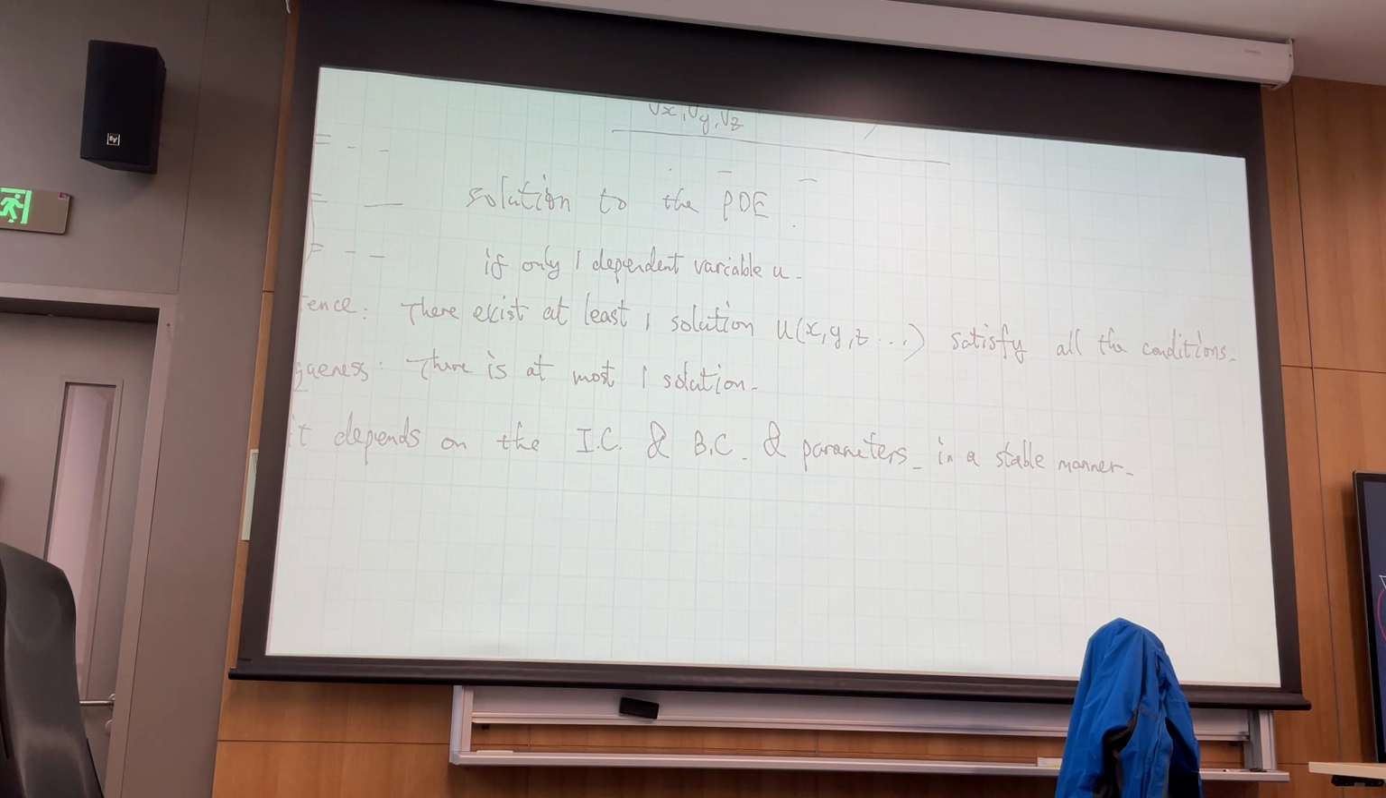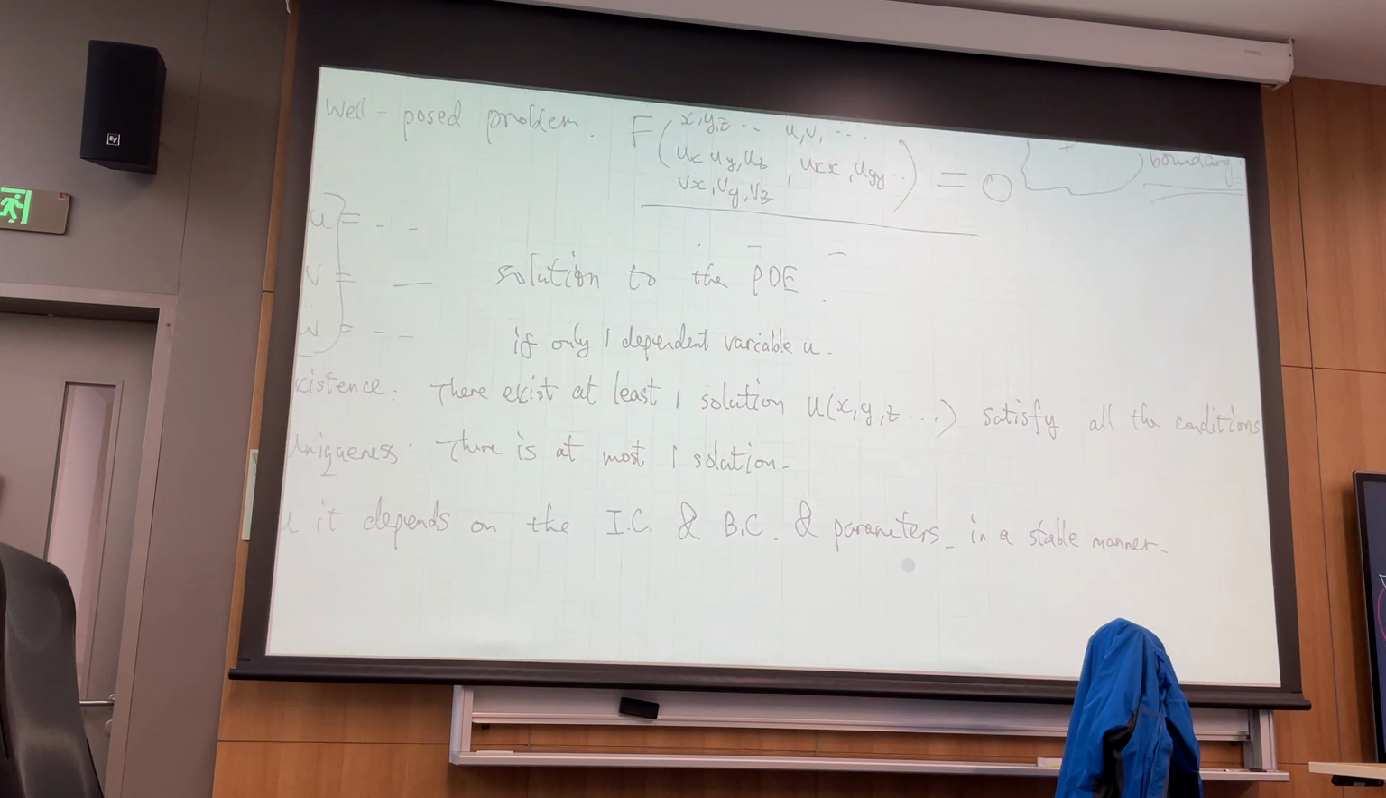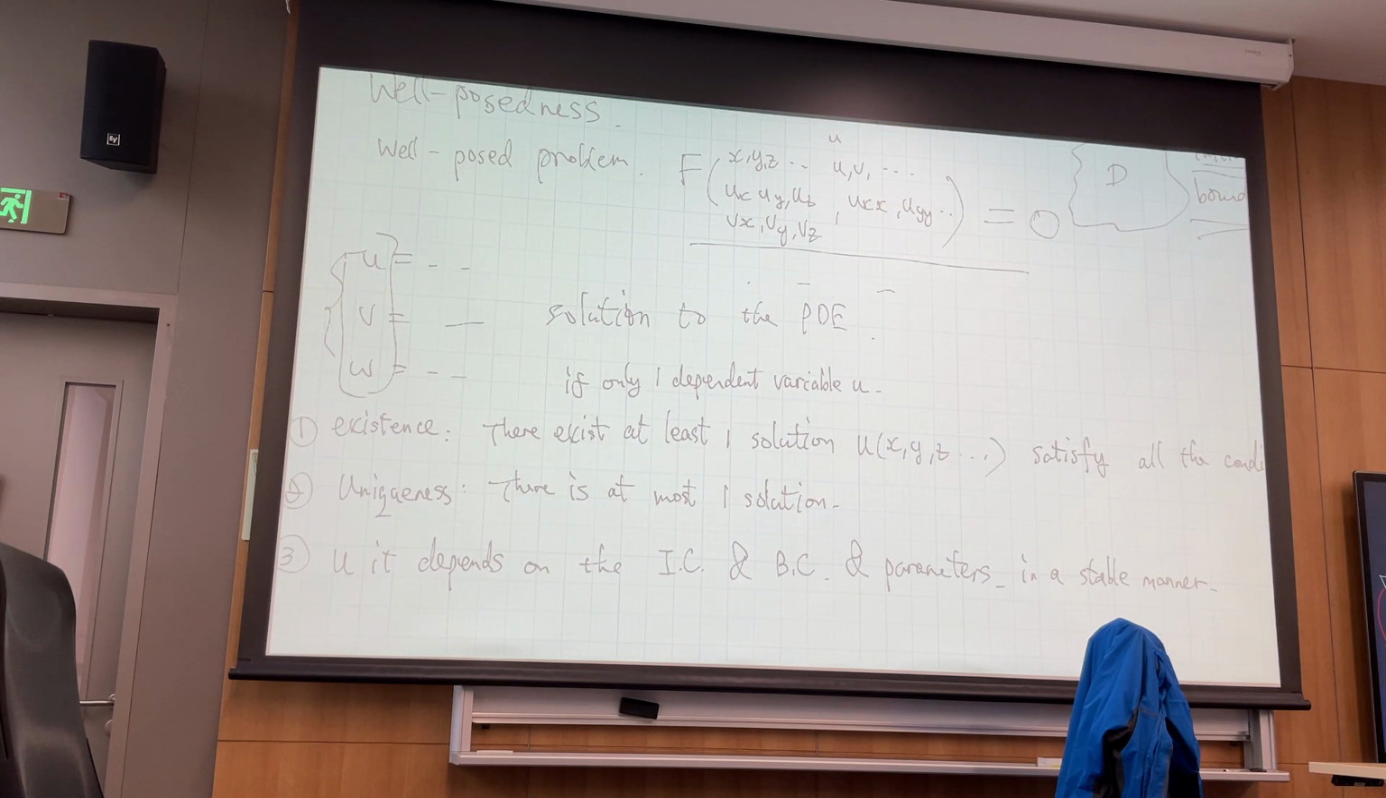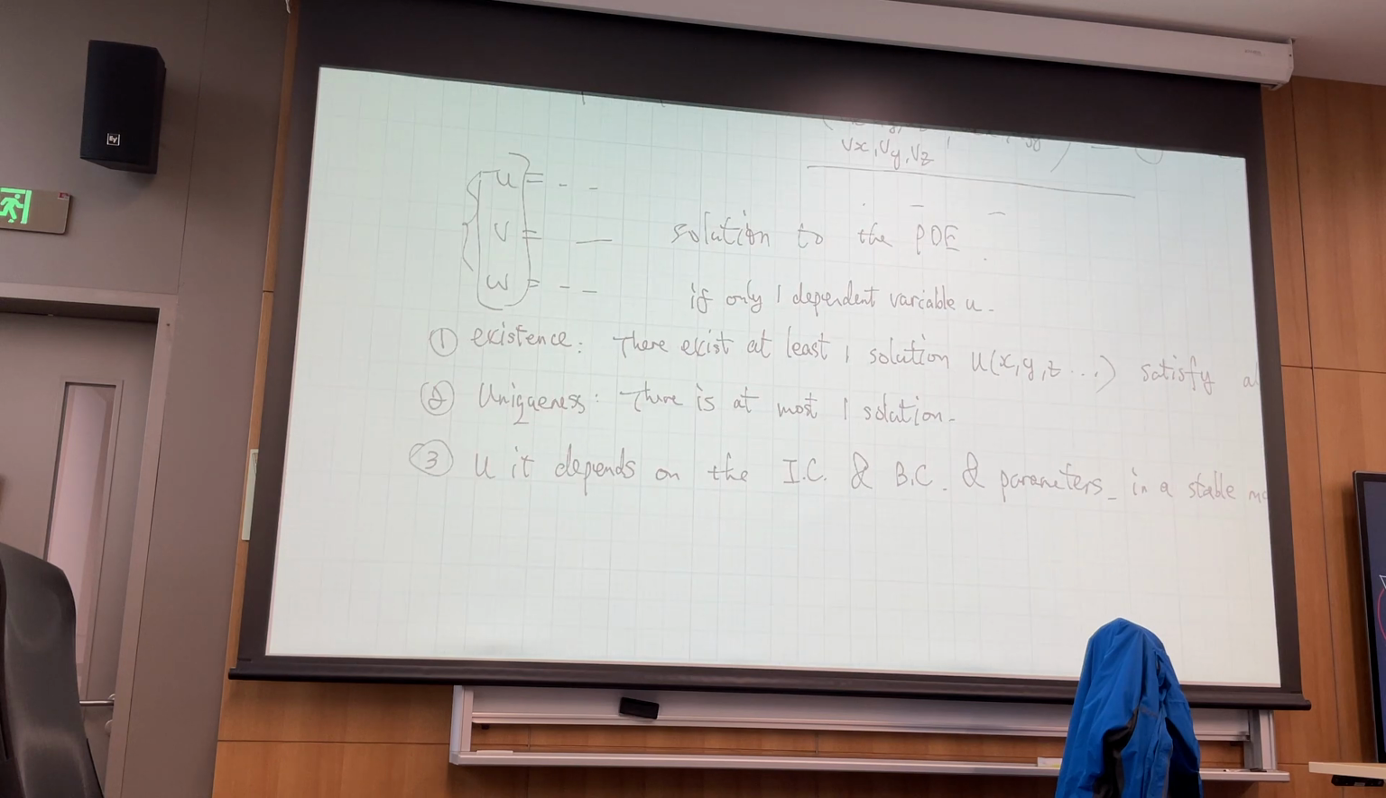In a stable manner. That means what? That means that if for example, my initial condition changes a little bit, there should be only a small change in my solution. If my boundary conditions change only a little bit, there is also only a small change in my solution. If the coefficients in the equation change a little bit, there is only a very small change in my solution. This is called stability.